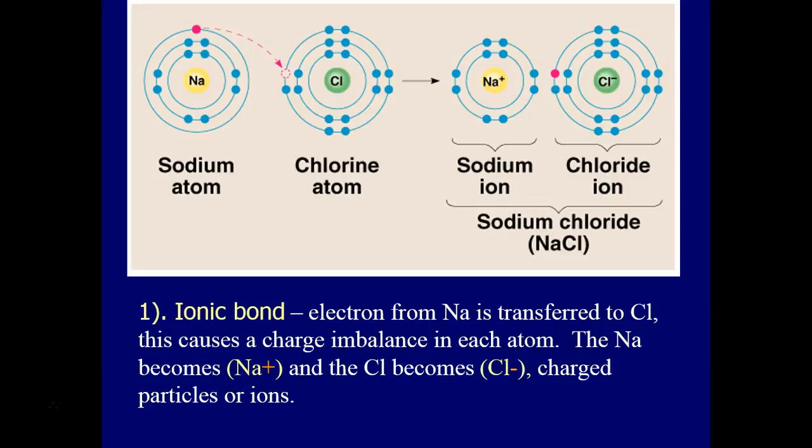In ionic bonding, the electron from, in this case, sodium is transferred to chlorine. This causes a charge imbalance in each atom. The sodium becomes Na+, the chlorine becomes Cl-, which is that charged particle or ion, and that charge, just kind of like magnets, holds the 2 elements or atoms together.